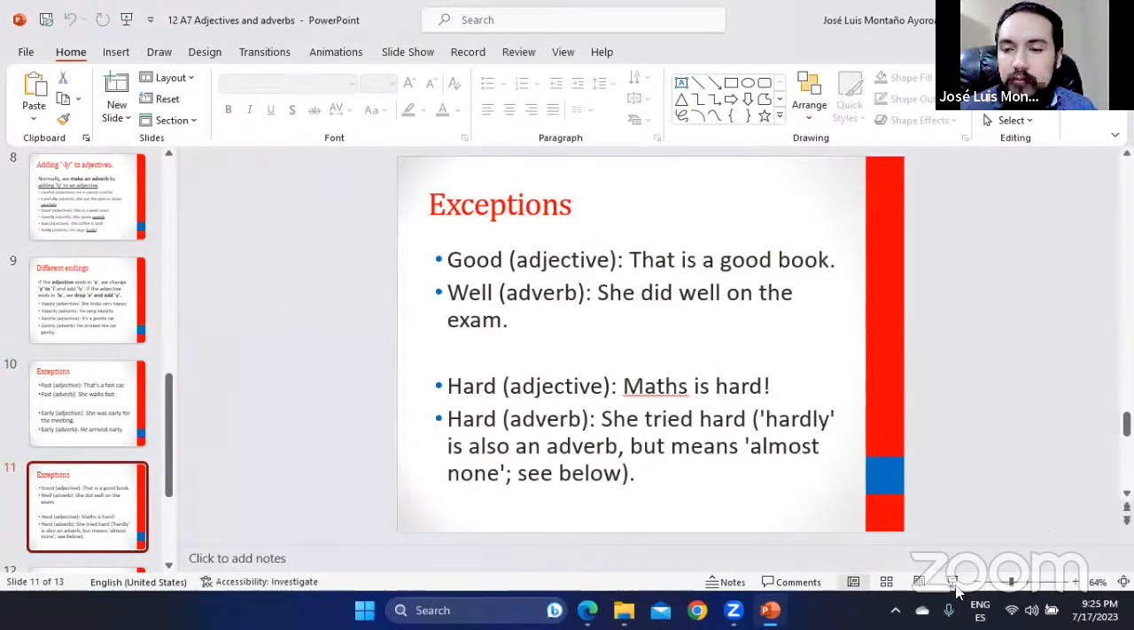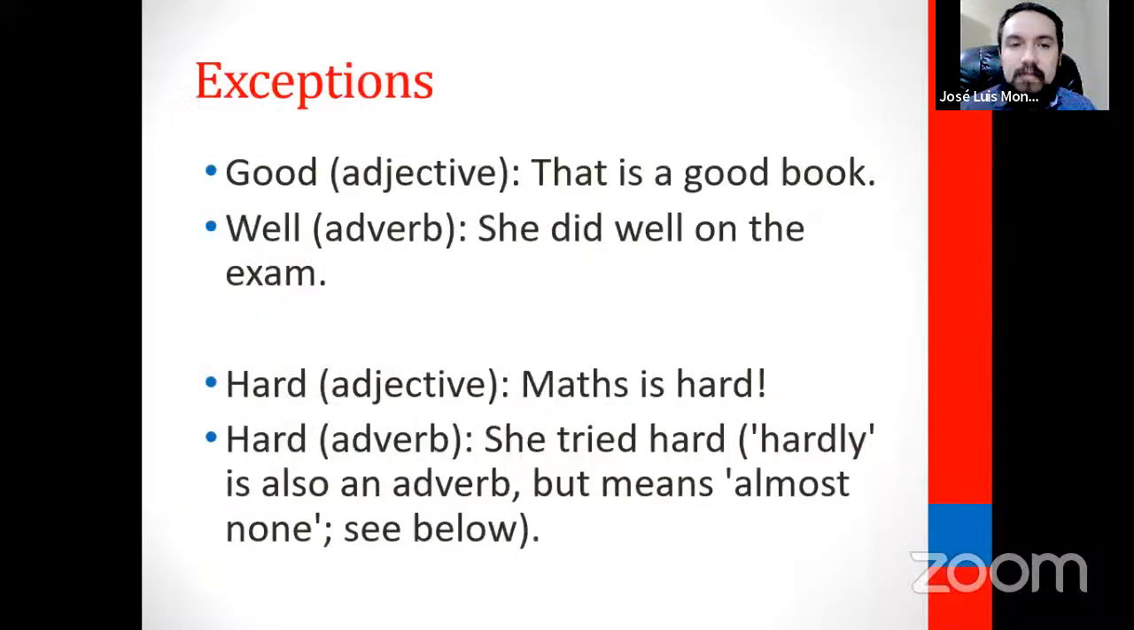Well, we keep going. I don't know why I pressed escape. Now, good. This is a common exception because we know that this is irregular. So good, the adjective, becomes well, but sometimes well is also an adjective. But again, in this case, let's understand just that. Good. That is a good book. We're describing the book. Well, she did well on the exam.